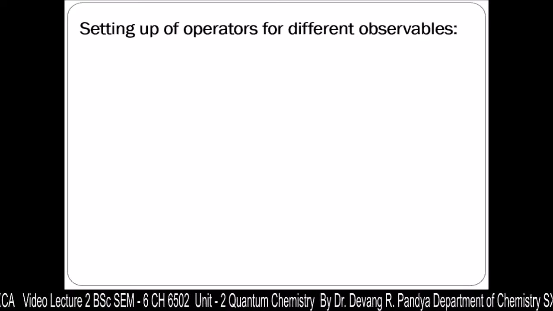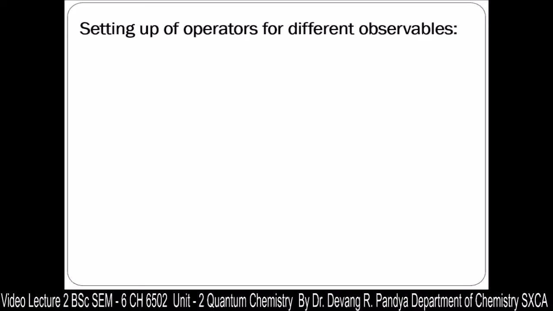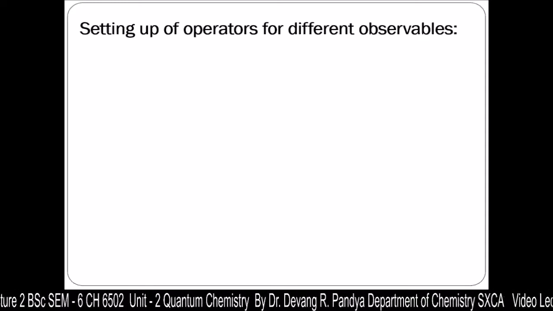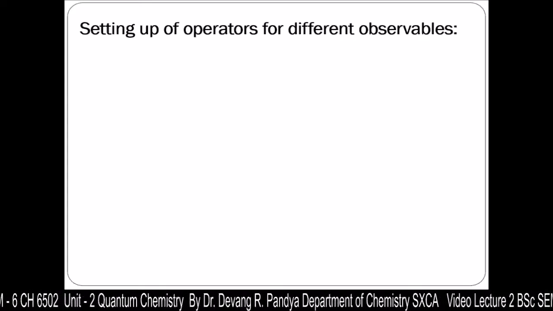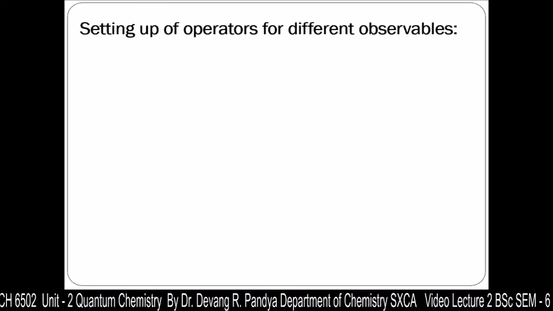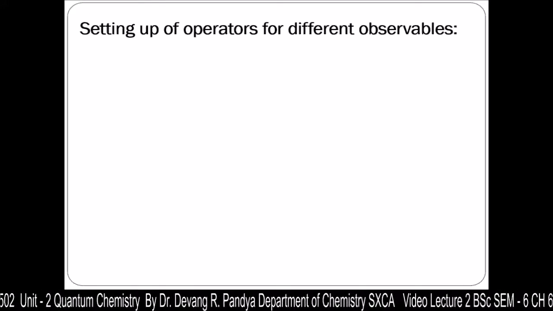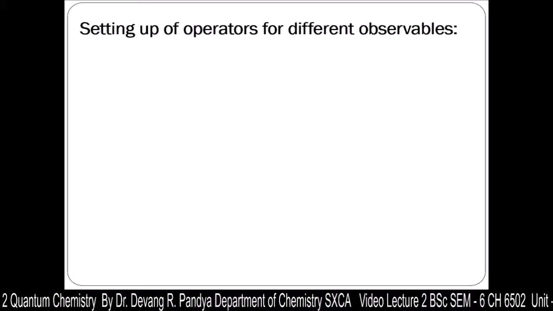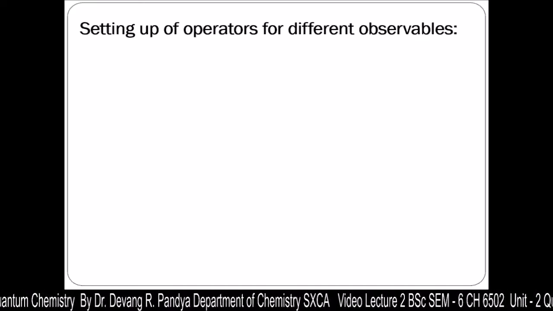Well friends, in our previous lecture we discussed the basic information of quantum chemistry, the application areas of quantum chemistry, and some important theorems related to Hermitian operators. There are 5 theorems that we discussed in our previous lecture. In today's lecture, we are going to discuss the setting up of operators for different observables.